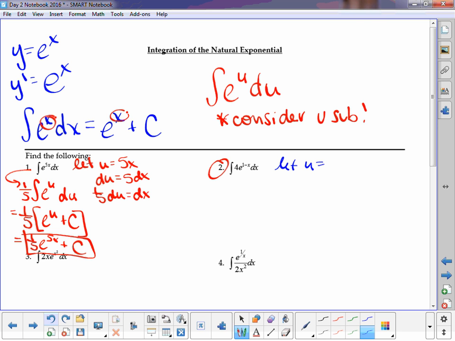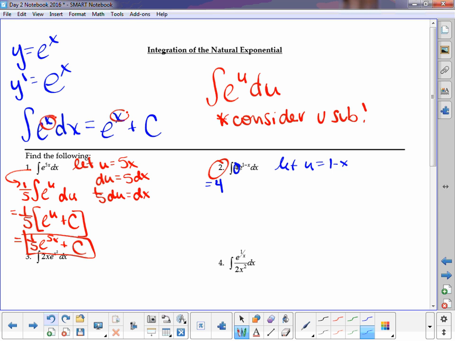Should we let u be in this problem? Yeah, 1 minus x. That's my inside function of the e to the whatever. What can I do with this 4? Bring it out in front. Why? Yeah, it's just that coefficient. So we know that for both derivatives and integrals, I can take a coefficient and bring it out in front of my integral or derivative.